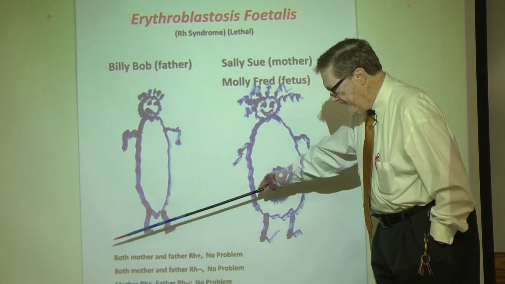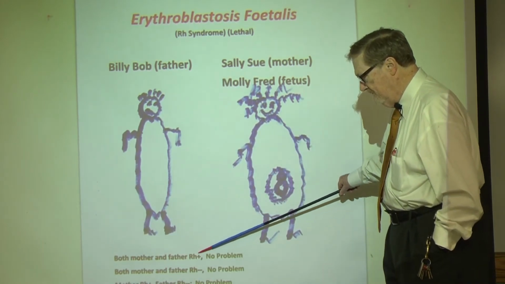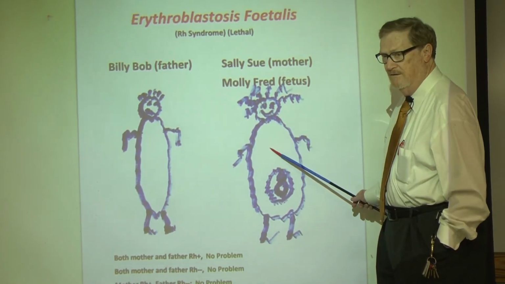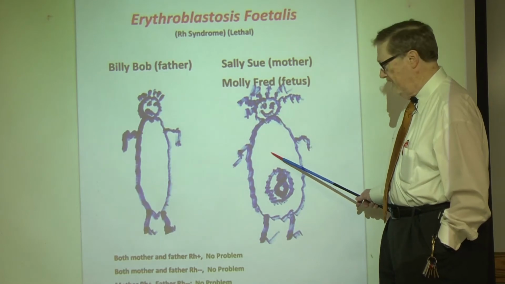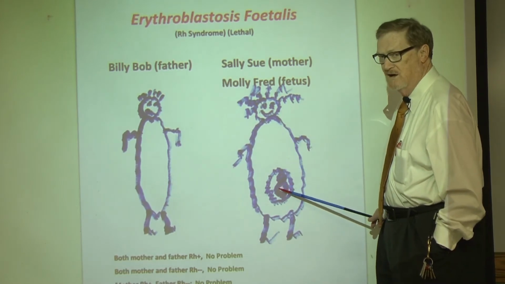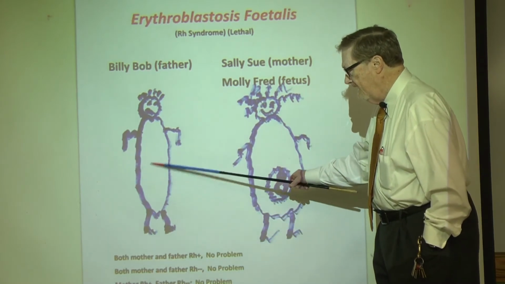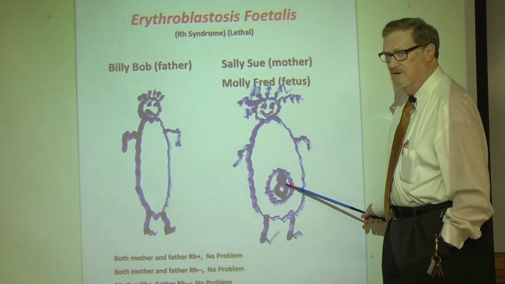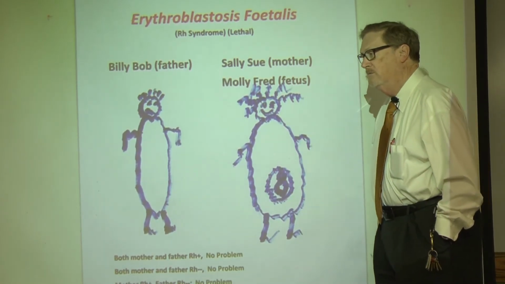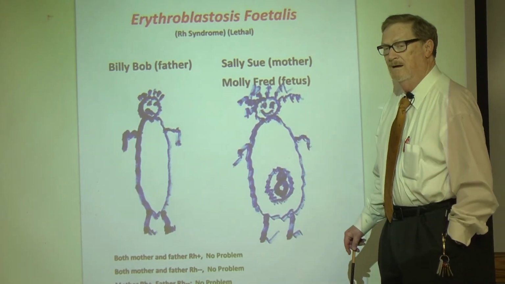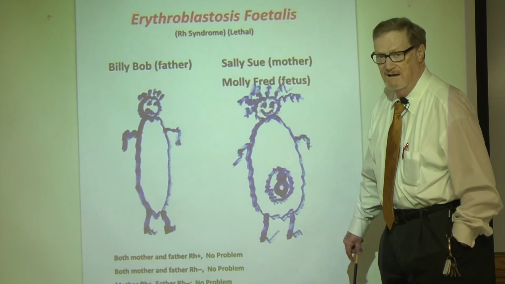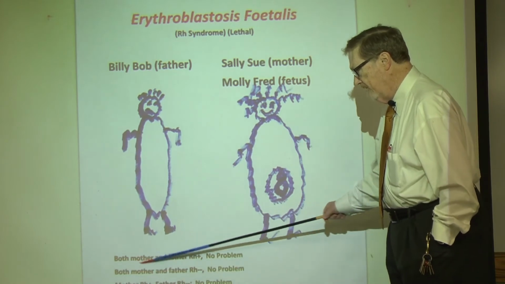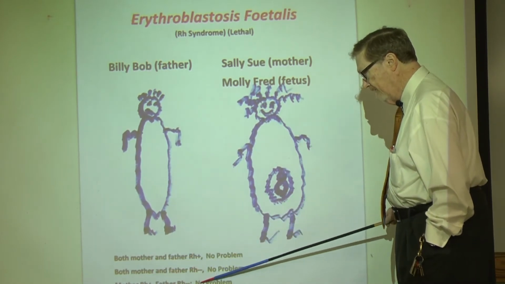Down here, if Mama and Father are both positive, no problem. Why? Because the Rh factor to her, if she's positive, is not a foreign protein. So she's never going to make antibodies to attack her fetus, okay? What if Mama and Daddy are both negative? Well, if he's negative, he can't give the gene to this fetus, to little Molly Fred, and so little Molly Fred will never be Rh positive. It will always be negative. And of course, if it's negative, then Mama's blood will never attack it. So, if both mother and father are positive or mother and father are negative, no problem.